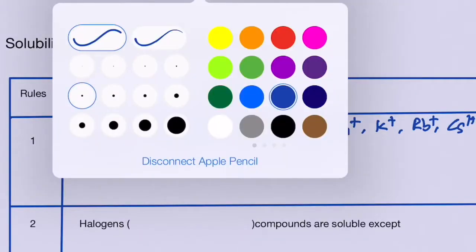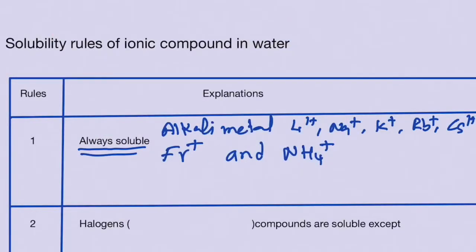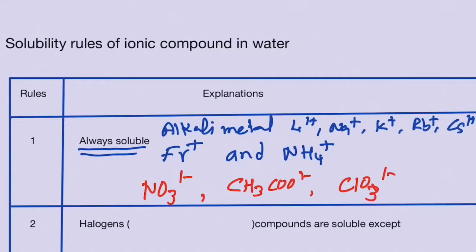In addition to cations, you do have some anions whose compounds are always soluble as well. Examples of those anions are NO3 1 minus, which is called nitrate. If you have a nitrate as an anion, it does not matter what cation you have, those compounds will dissolve in water. Other examples are acetate, CH3COO 1 minus, and chlorate, ClO3 1 minus. So if you know your first rule, that covers almost 90% of the compounds that you're going to see in this chapter.